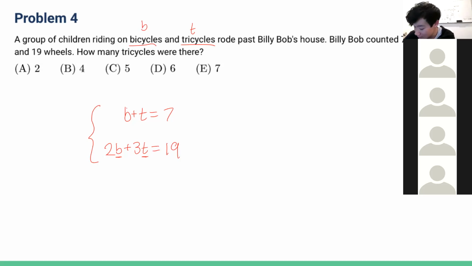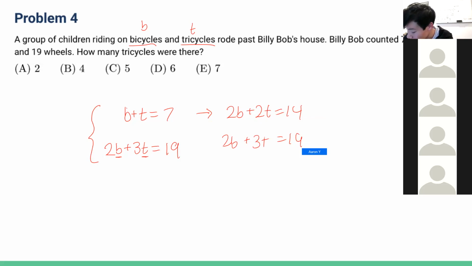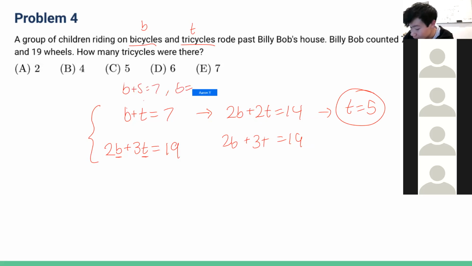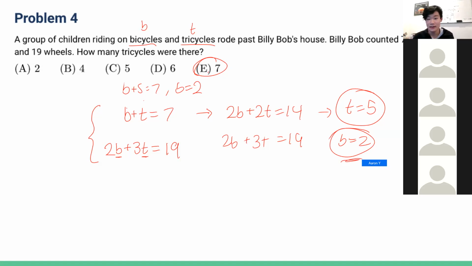There's a couple ways to do this. I'm just going to do the way that I like the most. So I just multiply it so that we can cancel out this 2B here. So I'm going to subtract this top one from the bottom one, and then I will get T equals 5. So the amount of tricycles is 5. And then we can plug 5 back in into here. So if B plus 5 equals 7, then B must equal 2. And there we go. Technically, we didn't even need the B, right? We already found the answer. It's E, 7 tricycles.